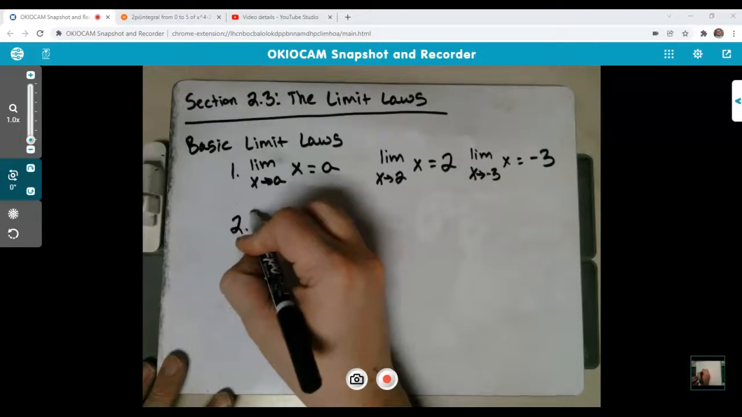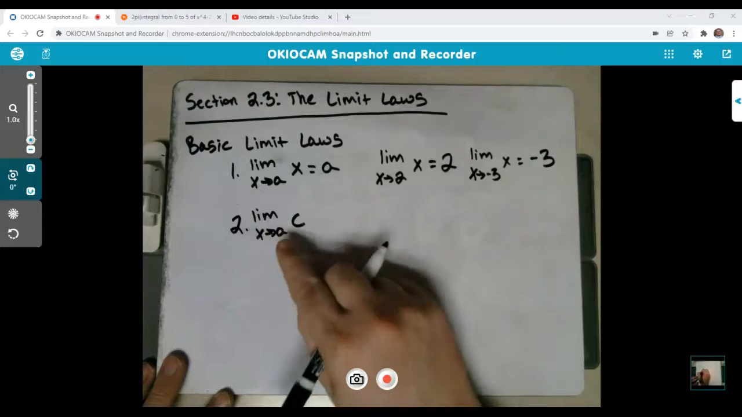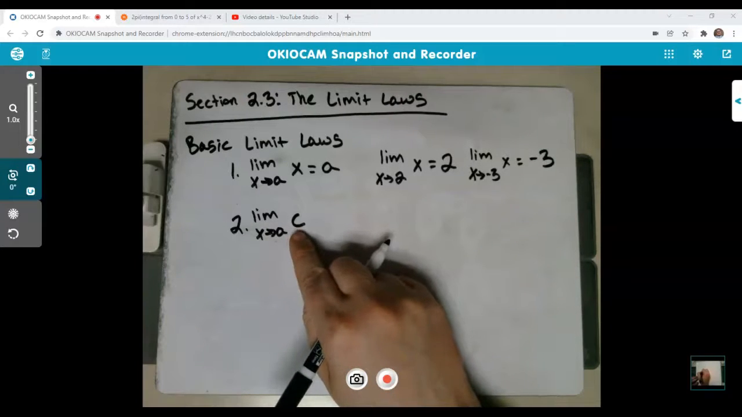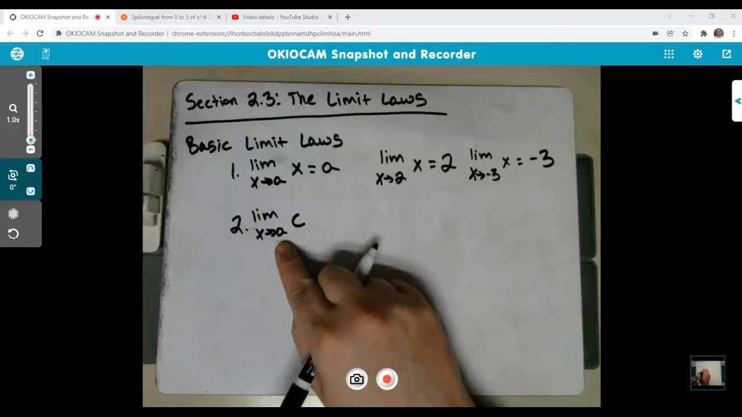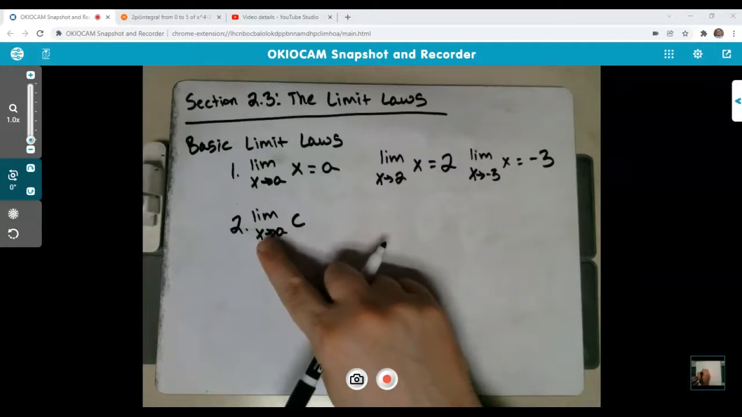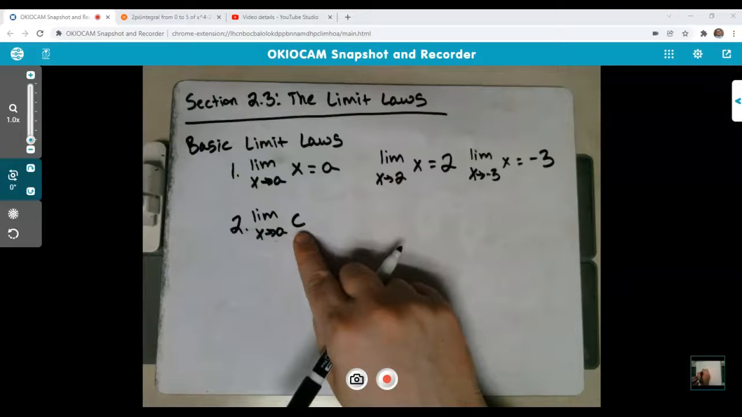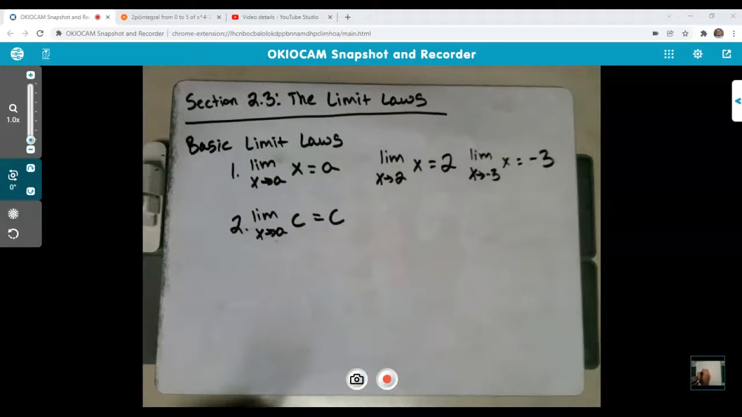The second one, limit as x approaches a of a constant. So if I just have a constant right here. So notice I'm saying x is approaching a, right? So I'm saying as x gets really close to a. Well, since this is a constant, it's always the same thing. So it doesn't really matter what x is getting close to because it's always a constant. So if it's a constant, the answer is just the constant.